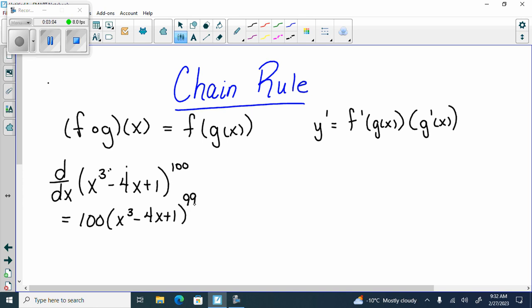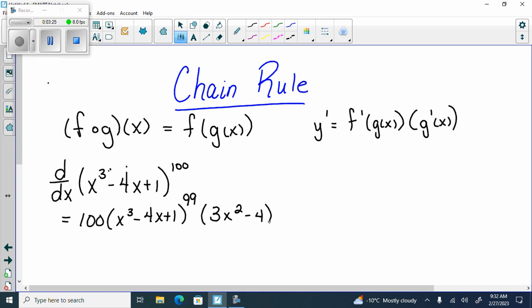And then I ask myself, have I done the derivative of everything? No. So I cannot stop. I'm not allowed to stop until I've done the derivative of everything. So I get a chain behind of the derivative of g. Do you see that's why we multiply by g prime? So now I get 3x squared minus 4. Done.